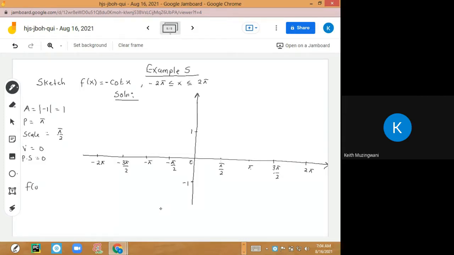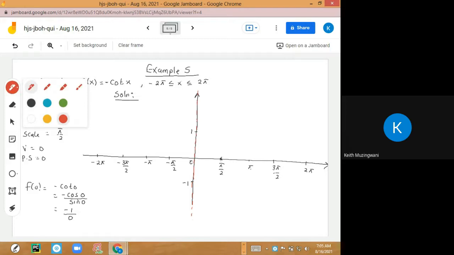So let's do for 0. f of 0 is negative cot 0. This is undefined. Is it? It will be negative cos 0 over sine 0, just one negative. But sine 0 is 0. So we'll have -1 over 0, which is undefined. So it means that we start with an asymptote at 0. Automatically the other one will be an intercept, and then an asymptote, an intercept, an asymptote.